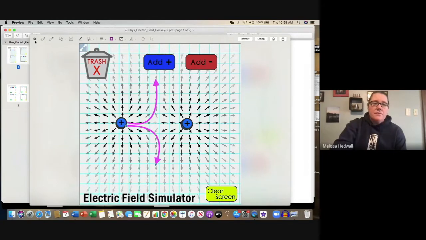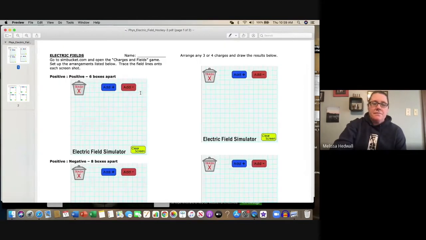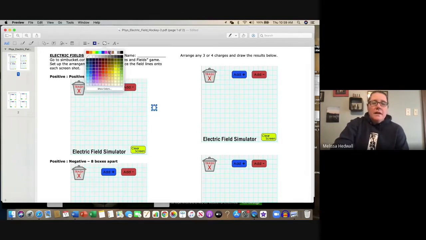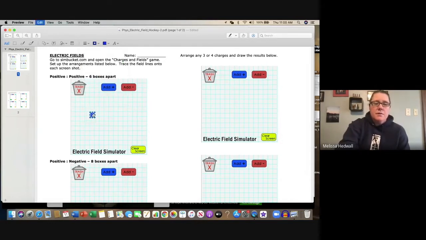And so instead of doing it on a screenshot, you can just put a charge here and draw it on there. So you can just add a little circle, or again, with your iPad or on another piece of paper, you can just draw it freehand. There's nothing wrong with that. So depending on what you have, you'll get those drawn on there, 6 boxes apart. Move this over here, 6 boxes apart, and then you can draw those field lines on there.